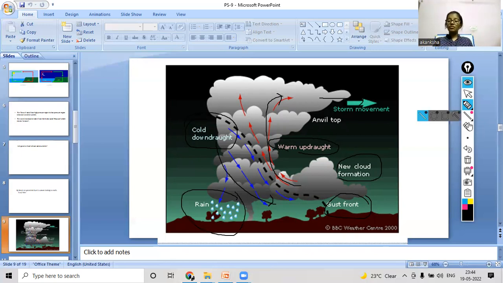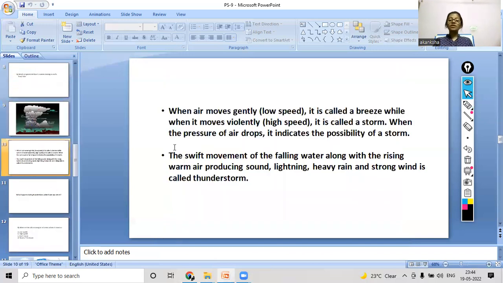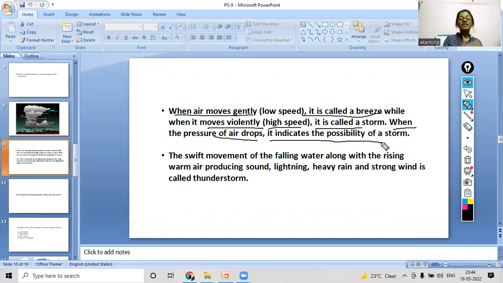So what do you think we are going to study now? It is thunderstorm. Yes, very good. So now we will see some more details about thunderstorms. So what actually happens in a thunderstorm? When air moves gently, meaning at slow speed, it is called a breeze, right? While when it moves violently, with high speed, it is called a storm. When the pressure of air drops, it indicates the possibility of a storm because a low pressure area causes higher wind speed, as we discussed in our earlier class.